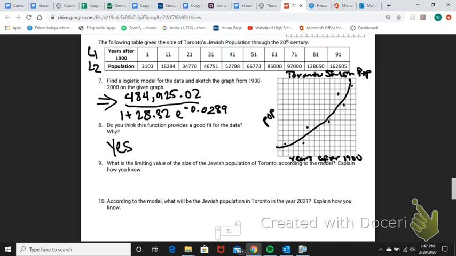Then number 9 wants to know what's the limiting value of the size of the Jewish population in Toronto according to the model, and it wants to know how do we know. So this one's actually a very, very easy question. This is basically asking for the max.